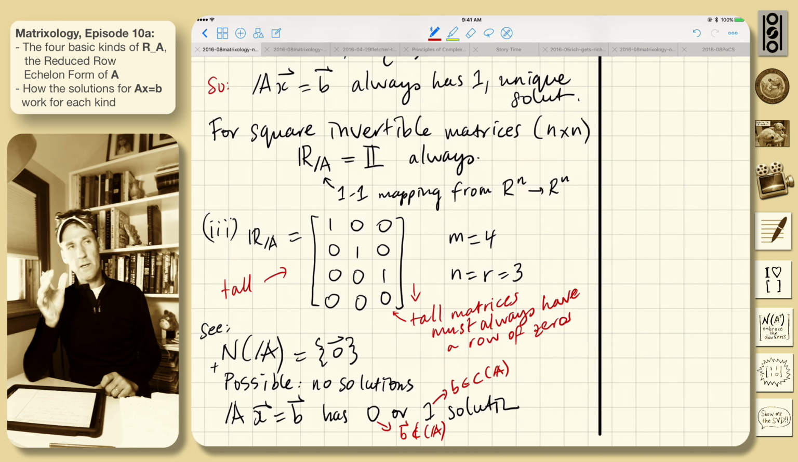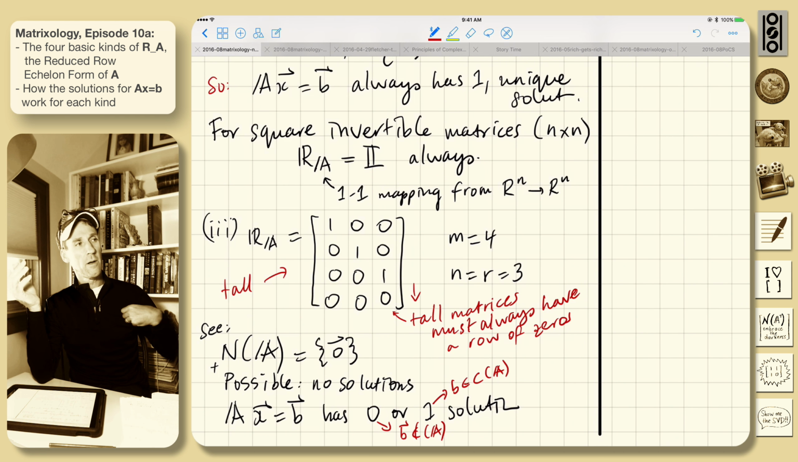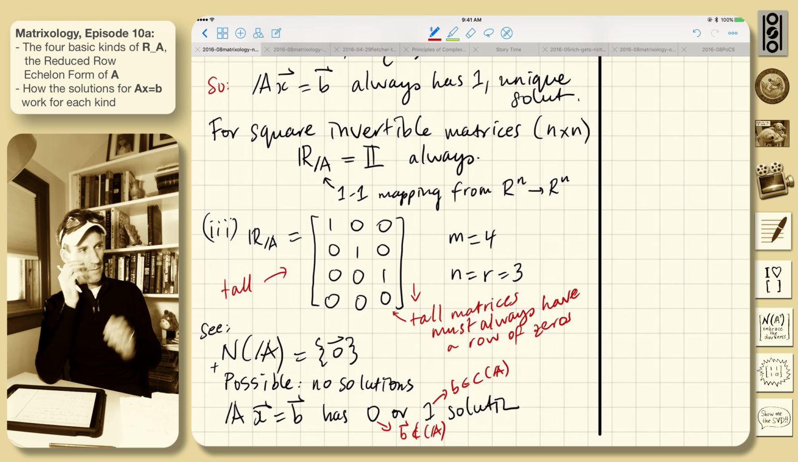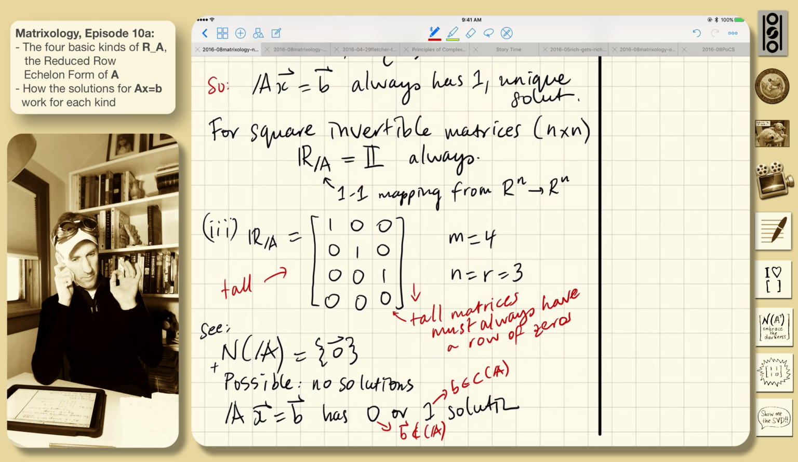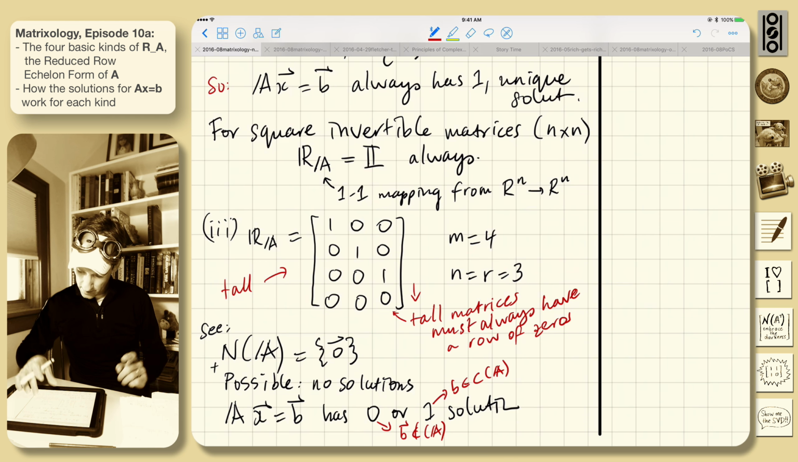So again, the null space controls whether there are infinitely many solutions, if there is a solution, or 1. Null space equals 0, there can only be one solution. Null space is not 0, then there can be infinitely many. And then the column space, if b is in the column space, that controls whether or not there's a solution at all. Okay, so 2 different things.